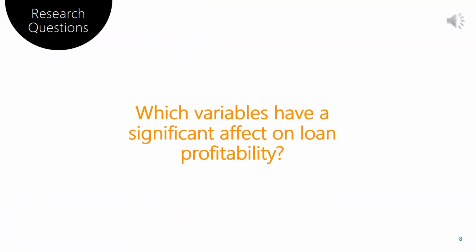Our first research question is, which variables have a significant effect on loan profitability? What we hope to understand here is, what is it about either the loan or the borrower that positively or negatively affects profit? This could be the annual income of the borrower, this could be the grade of the loan, the term of the loan. By answering this question, we hope to understand which levers we can pull to affect the profitability of the loans we issue.